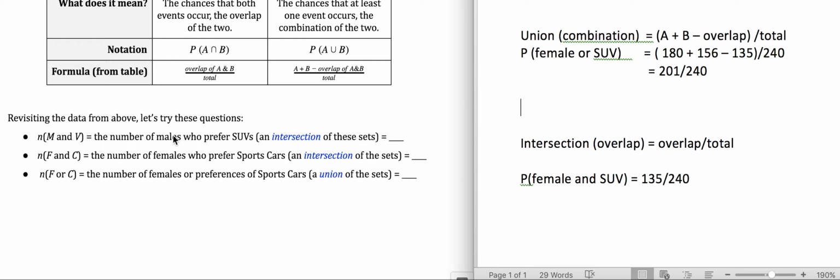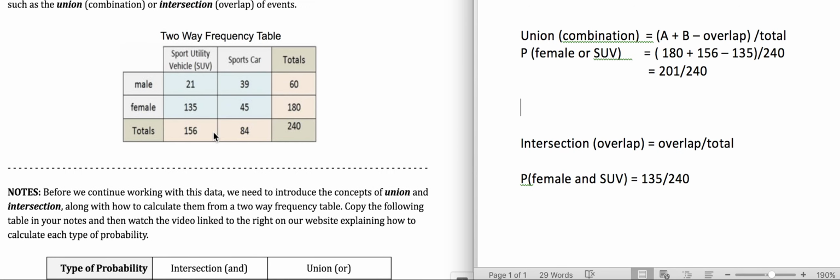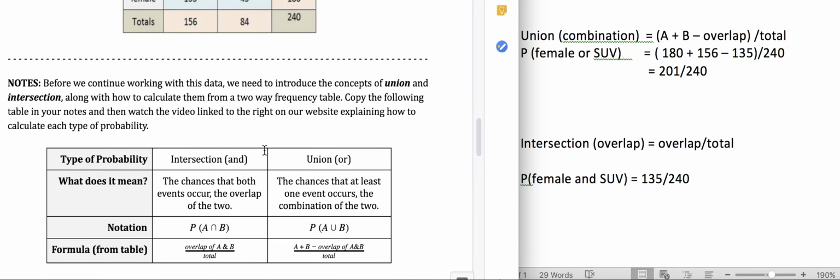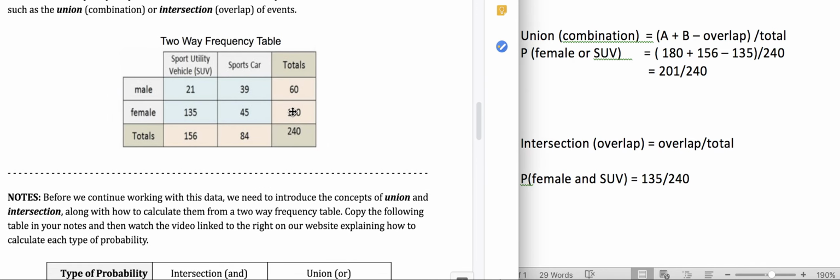So how many are males and prefer SUV? Let's look for that overlap. Here are my males and preferring an SUV. That is 21. So that answer is 21. If I asked you for the probability of that, it would have been 21 out of the 240 in total they surveyed. But we're not doing probability right now. This is just the number. Second, what are the number of those that are F and C? That is the number of females who prefer a sports car. Let's come back up. Female and sports car, that's going to be 45.